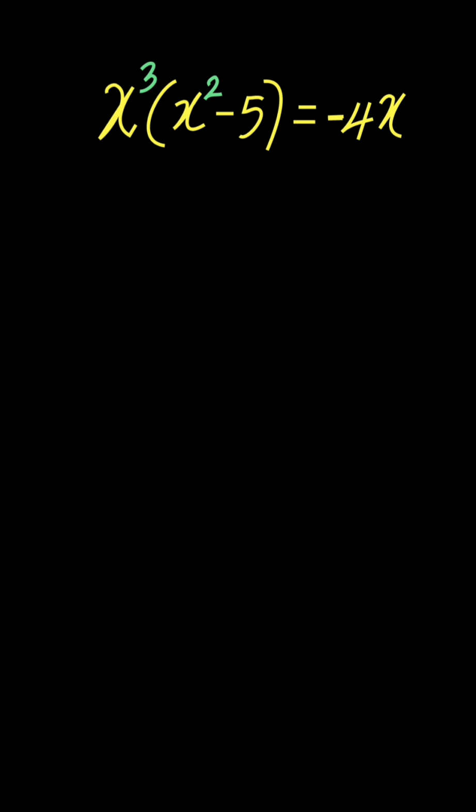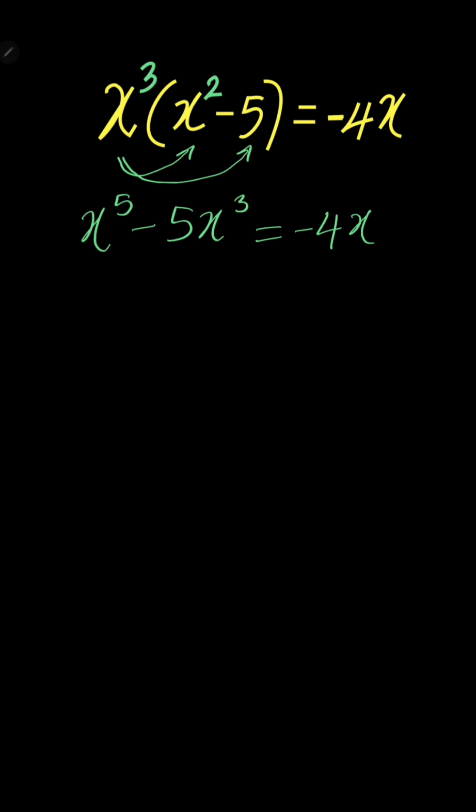So we have x cubed multiplied by x squared minus 5 is equal to minus 4x. So this is the same thing as opening the bracket. x cubed times x squared is x to the power of 5. x cubed times minus 5 is minus 5x cubed, then equal to minus 4x.